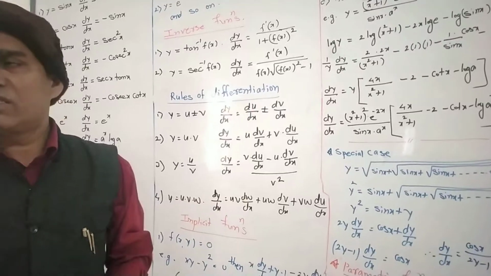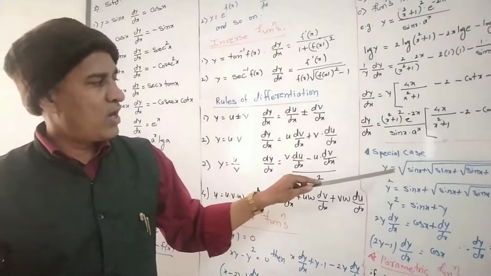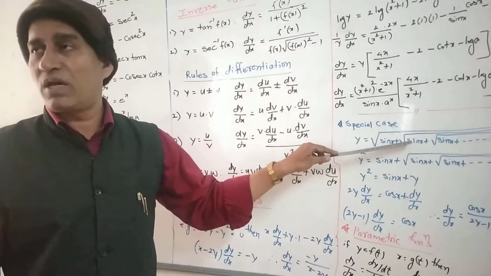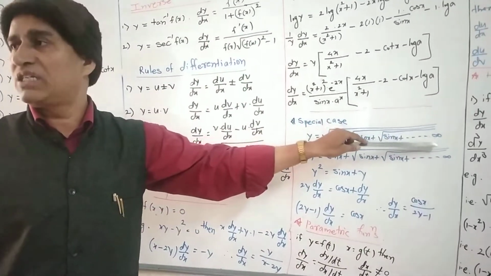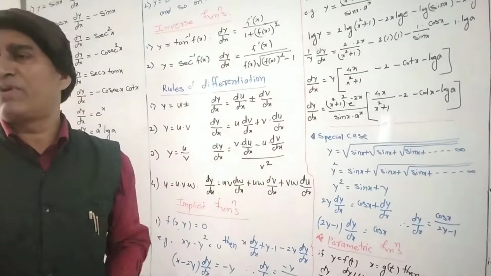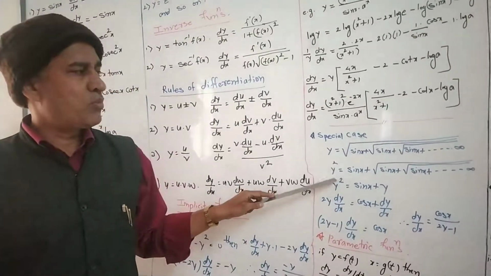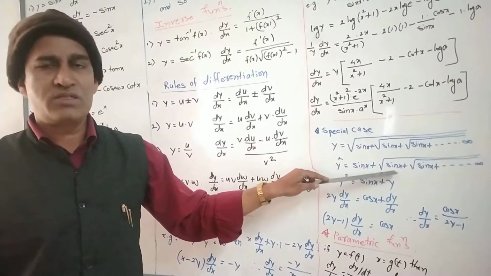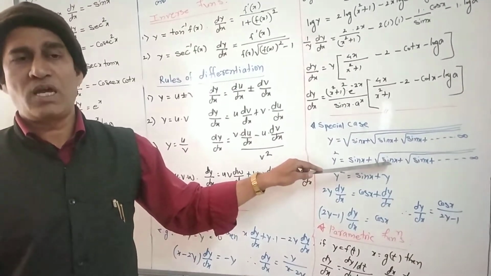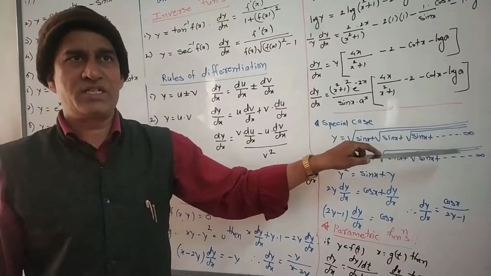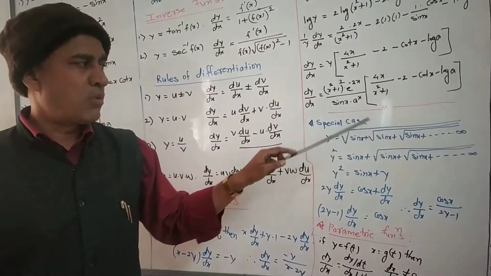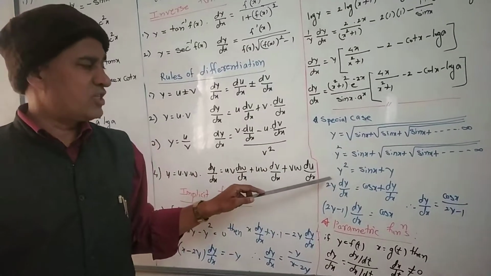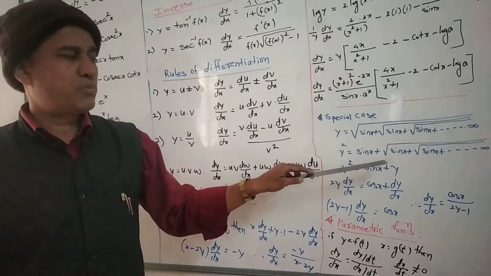Now, in this special case, suppose we want the derivation of y equal to sin x plus square root of sin x plus square root of sin x plus dash dash dash infinity. Then we cannot differentiate it directly. For that, we square both the sides first. We get the result y square is equal to sin x plus the same portion, that is root of sin x plus root of sin x plus up to infinity. Now, from the above result, in place of this, we can substitute y. Then we have the relation y square is equal to sin x plus y.